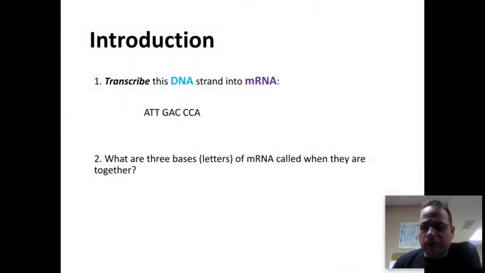So, introduction. This is kind of review from yesterday. First, on your notes packet, I want you to transcribe DNA to mRNA. This is where you're using the special alphabet where the A turns into a U. So you're going to put the letter underneath this. You're going to do these three sets of codons, so three sets of three letters. Next, what are the three base letters of mRNA called when they are together? Hint, I just gave away the answer, also when I wrote it up on the board. So spend the next minute or two and answer these.